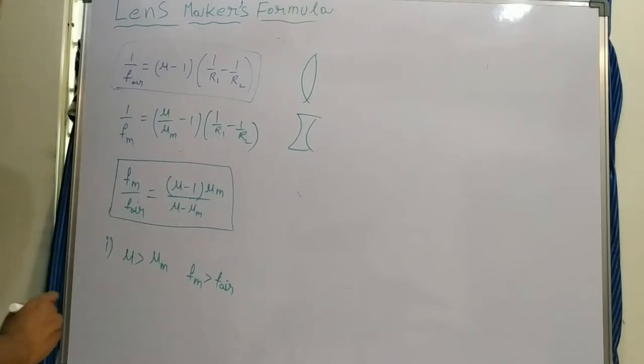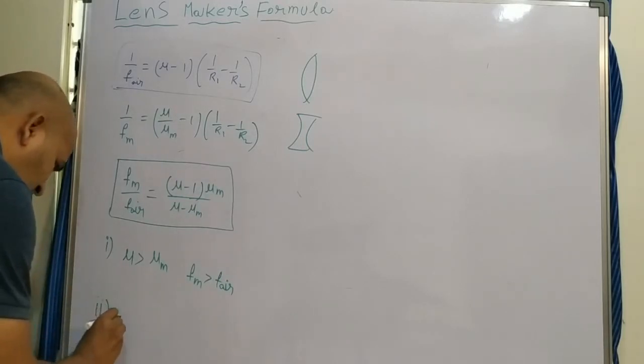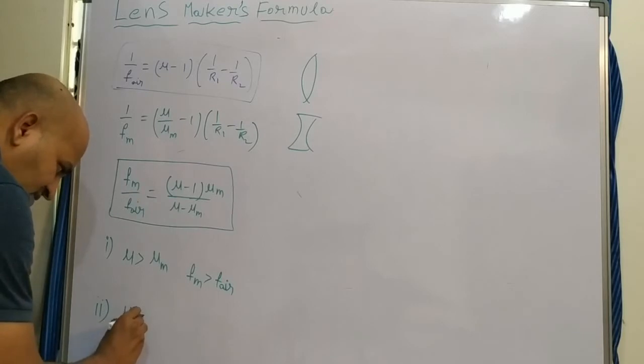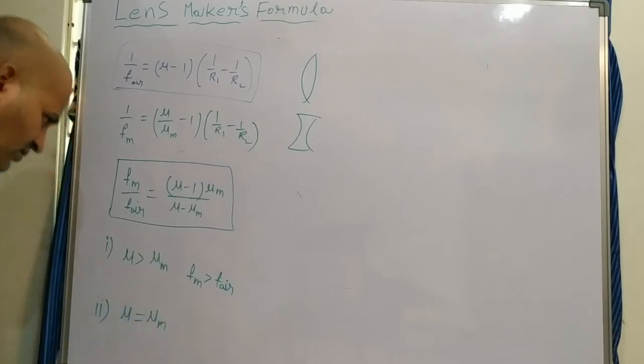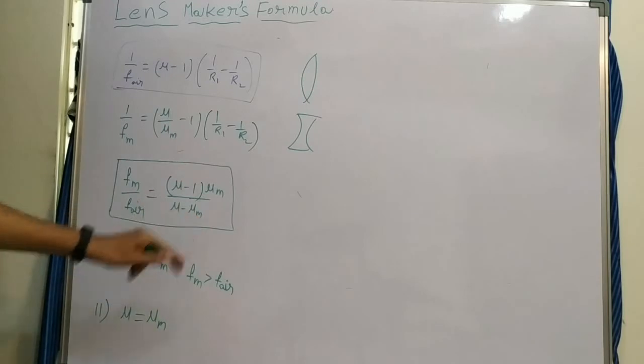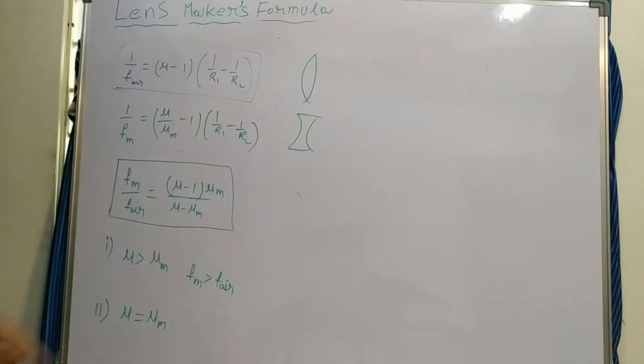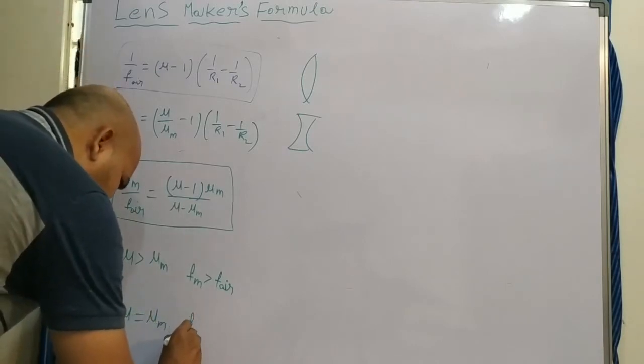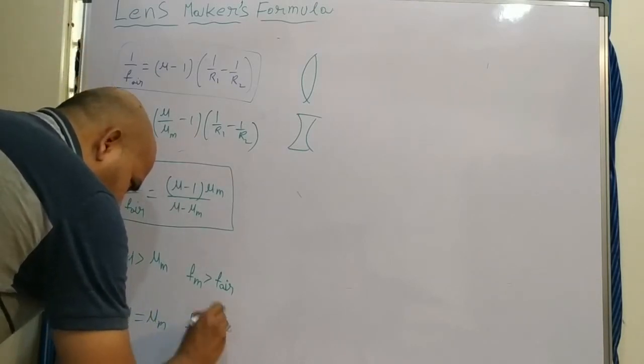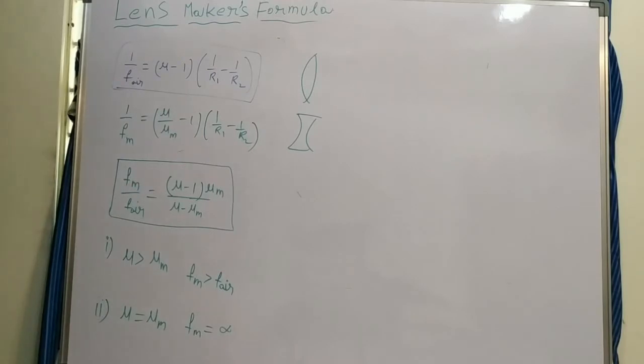Suppose in the second case, the refractive index of the lens is equal to the refractive index of the medium. What happens? Both are equal, here the denominator becomes 0, then what do we get? It becomes infinite. So the focal length in the medium is infinite. That means light is not bending. So here there is no converging point. Why? Because both refractive indices are the same, the medium is the same. When there is no medium change, there is no bending of light. Converging or diverging is not possible.